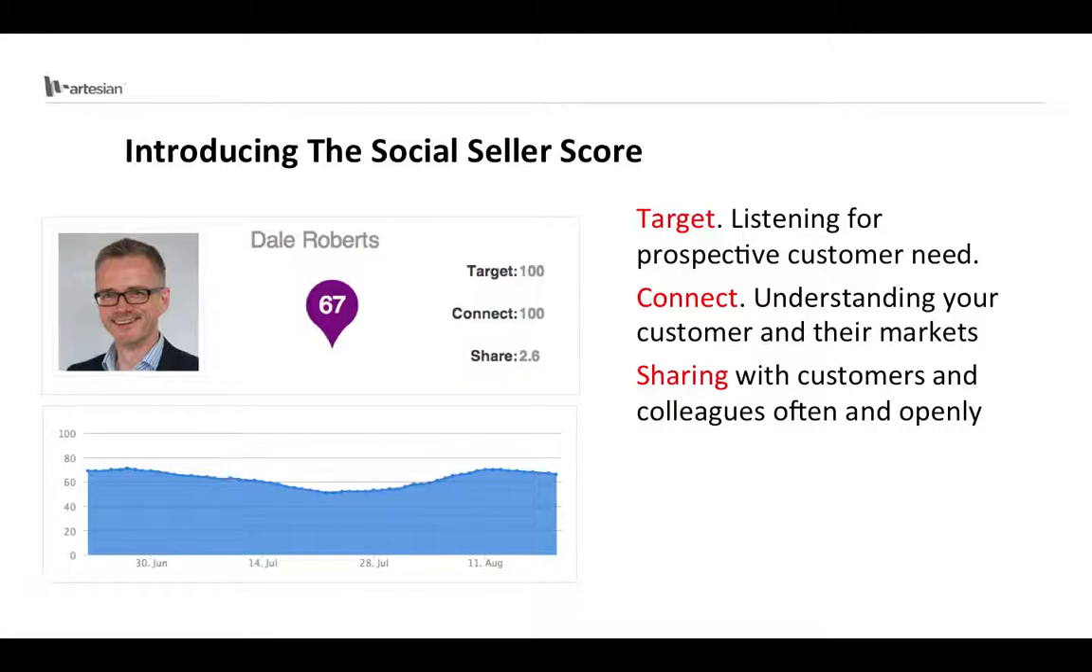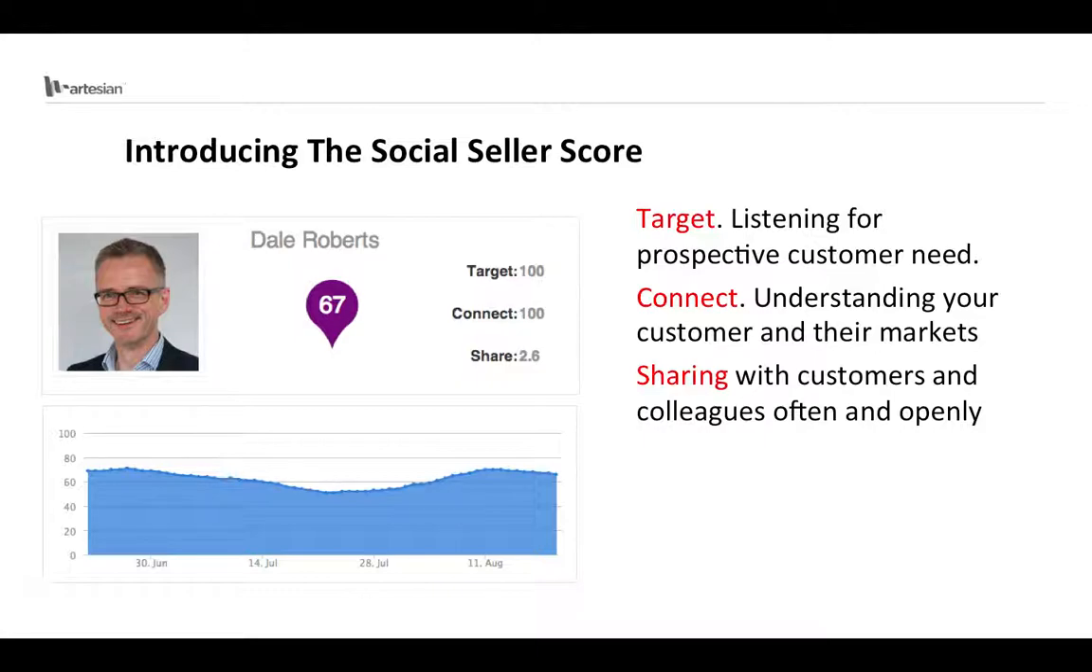Okay, an introduction. The social seller score is exactly that. It's a single number that measures the degree to which you, as a sales professional, are engaging with your customers. By measuring the way in which the Artesian service is being used, the score measures 3 customer-centered behaviors as subscores.